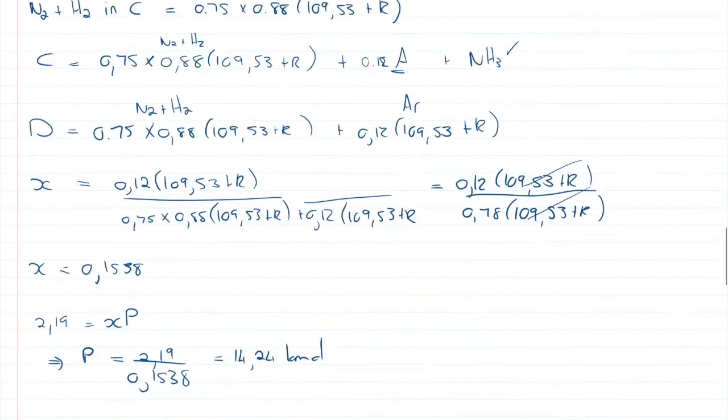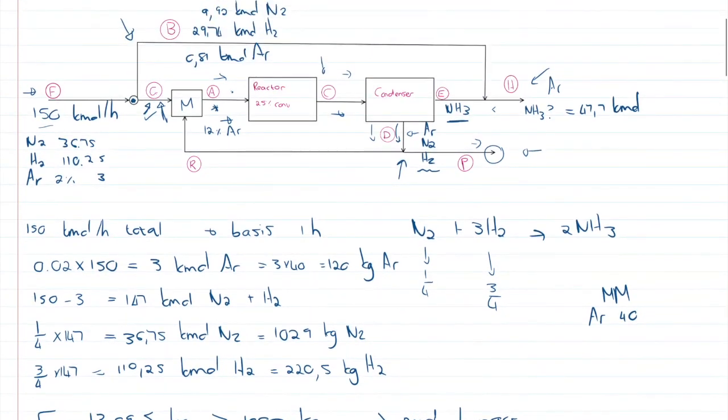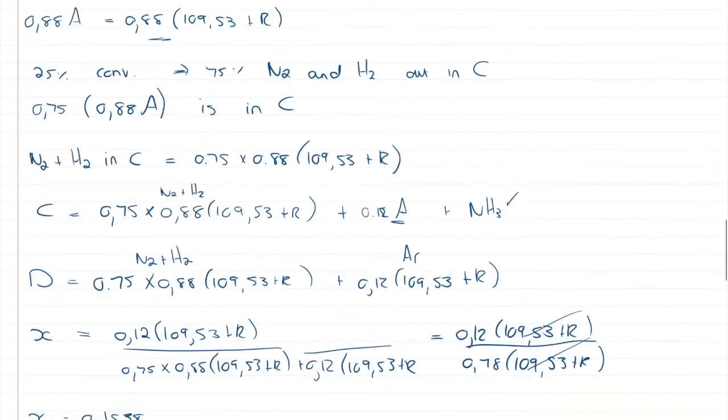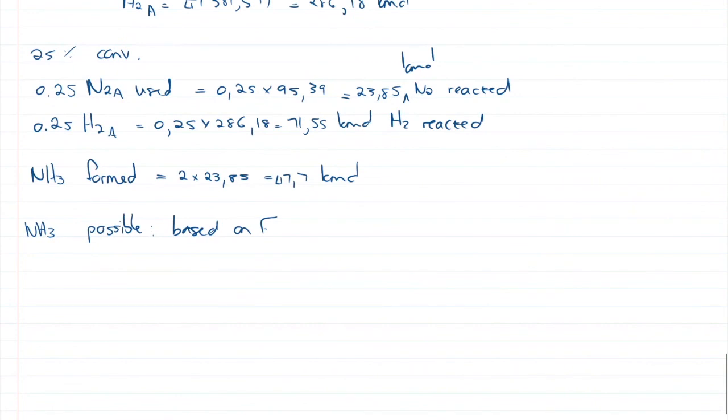So just to remind ourselves, we had 36.75 kilomoles N2 and 110.25 kilomoles H2. So again, if we reacted 36.75 kilomoles N2, which is the maximum possible that could have reacted, we would have formed twice as much ammonia. So the possible ammonia is 2 times that 36.75, which is 73.5 kilomoles.